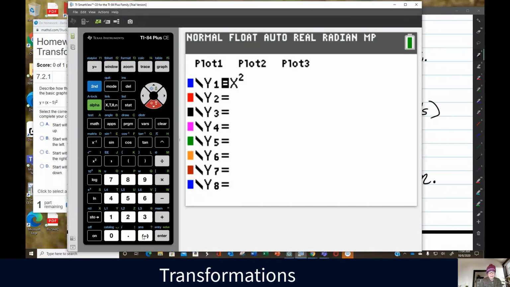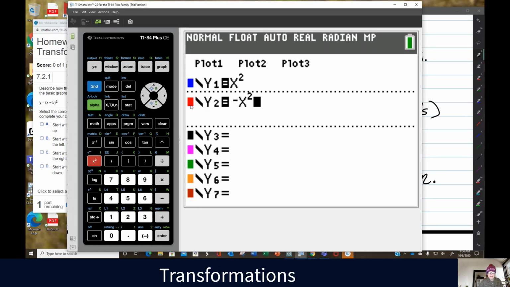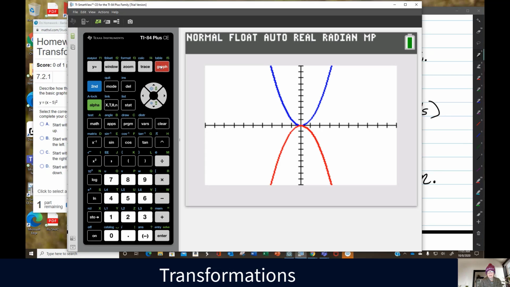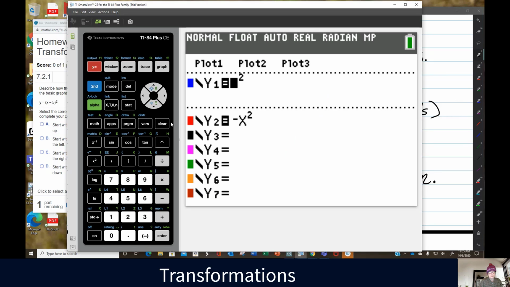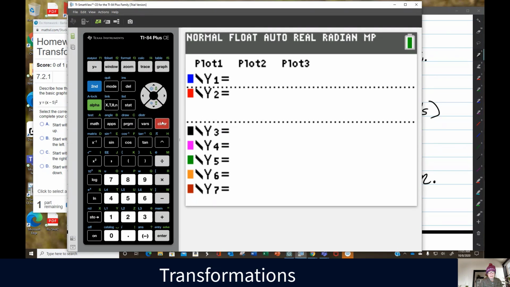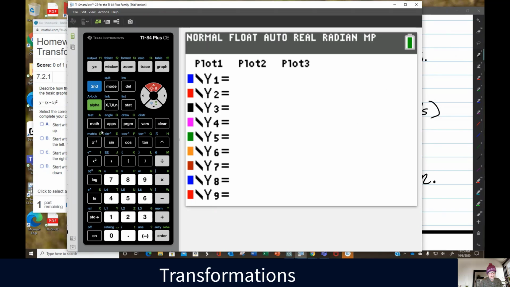So all I'm going to do here is put that sign down here by the enter key. That's the negative sign in front of the x squared. And now the red graph is what I'm going to get. Turn that poor little guy completely upside down. And the same is going to be true for our other functions that we're working with today.